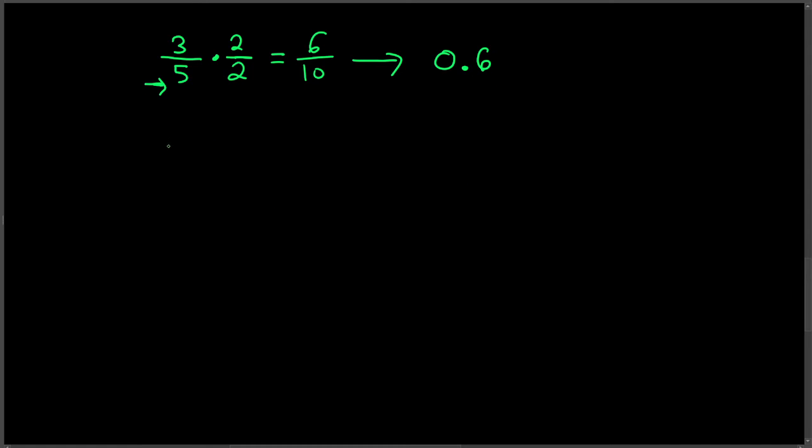Let's look at another one. We'll do 3/50. Well, it'd be nice if I could have some power of 10 in the bottom here. It'd be nice to get this up to 100. So I'll do the same thing. I'll multiply by 2 over 2. And I get 6/100, which in decimal form is like this.